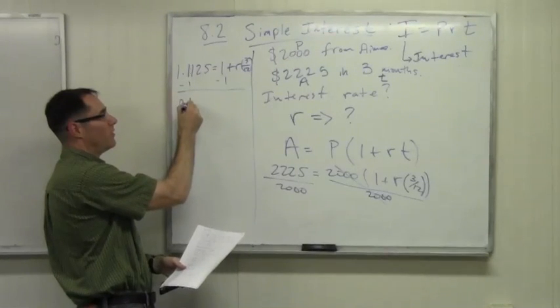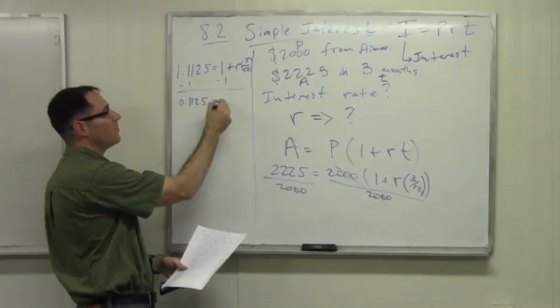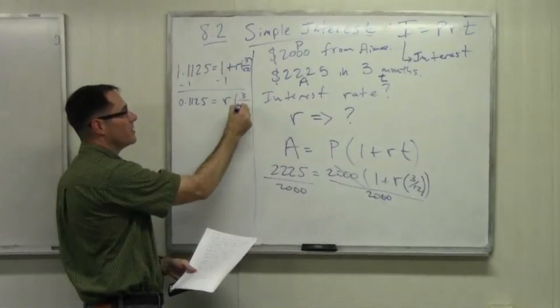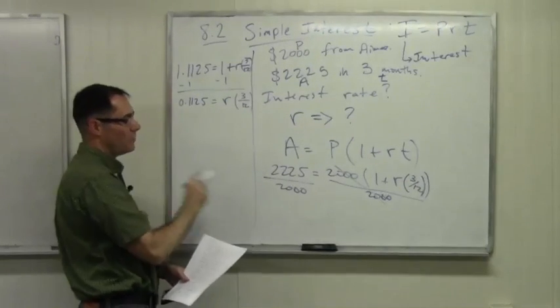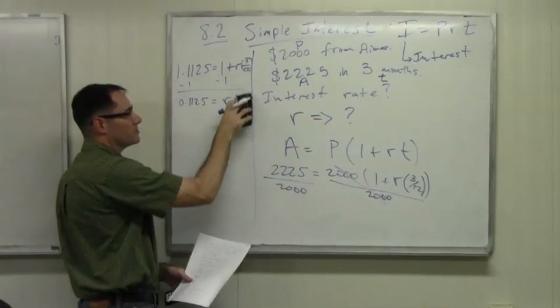So it's just going to be 0.1125 equals R times 3/12. Or let's just make that in 1/4. We'll just reduce that to 1/4. Why not?